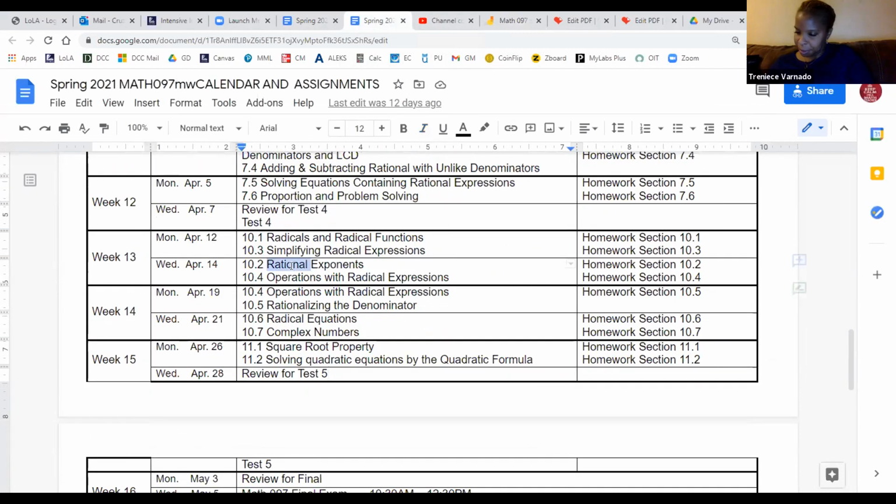Yeah, it's right here. 10.2. Point two. Yeah, 10.2. That's why I went into that. I look at the video lectures, and I went into that and I know it has to be under rational exponents because that's the highlight of this whole chapter. So if you just go to the textbook, that'd be the easiest way to show you.